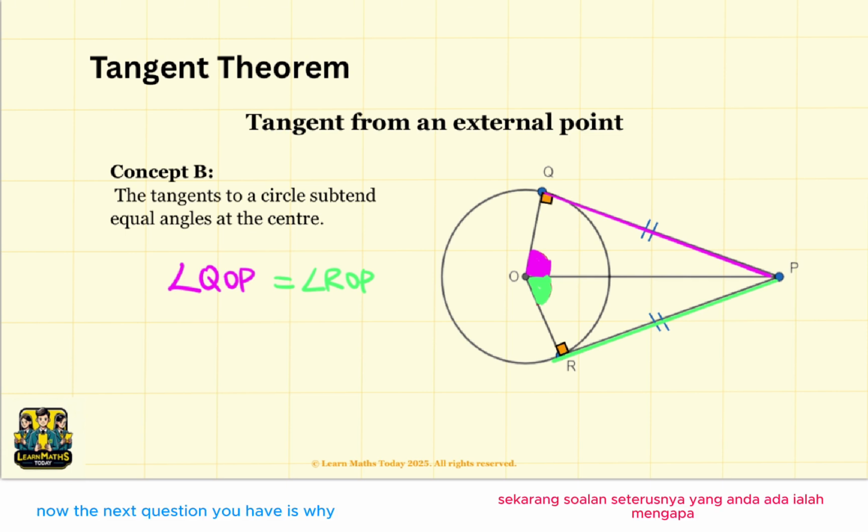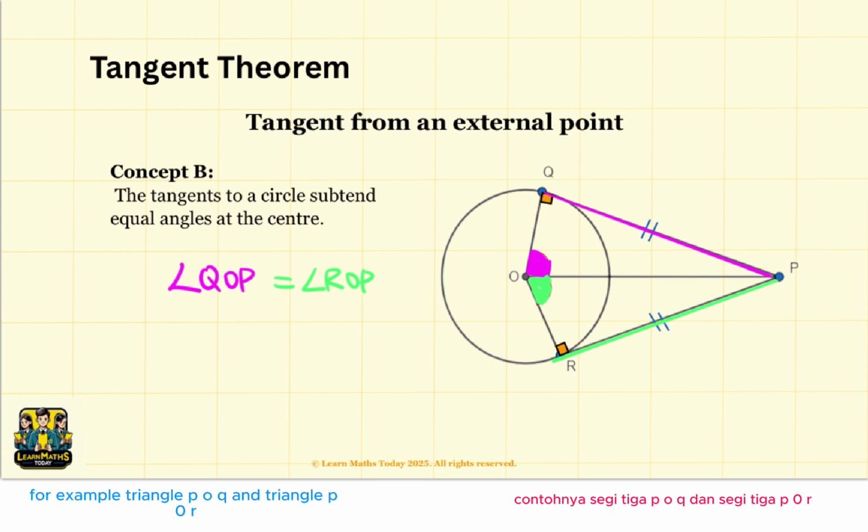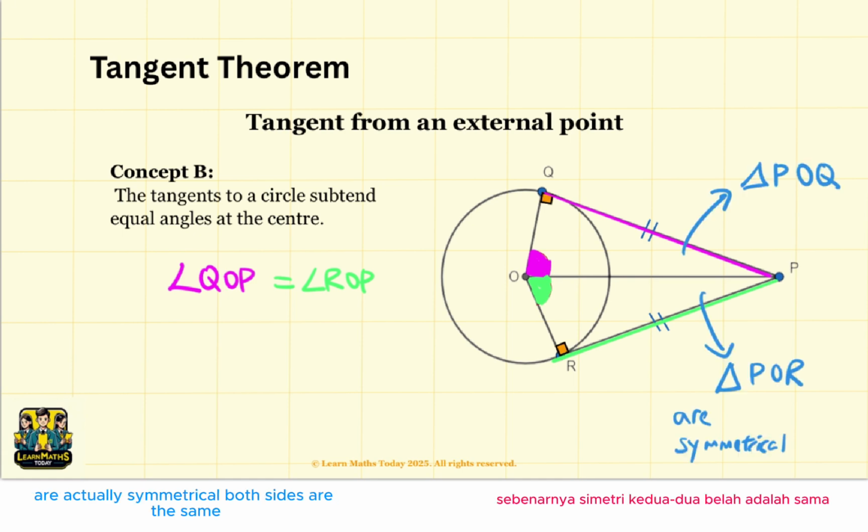Now the next question you have is why? This is because the triangles formed, for example, triangle POQ and triangle POR, are actually symmetrical. Both sides are the same and the angles are reflected across the center. So when you see two tangents from one point, you can always say that angle QOP equals angle ROP.